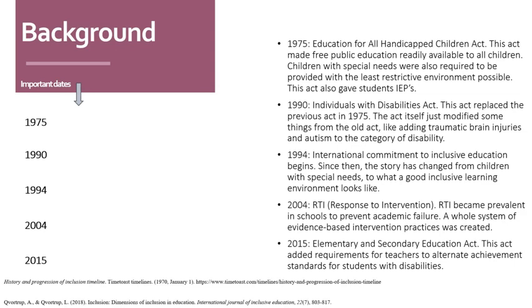And then finally, in 2015, I have the Elementary and Secondary Education Act that was passed. This act added requirements for teachers to alternate achievement standards for students with disabilities, and it also has teachers scaffold the way they do lessons. They want teachers differentiating in the classroom so that they can reach more students.